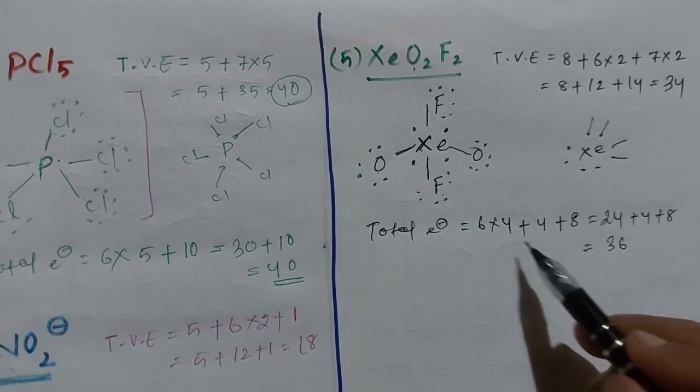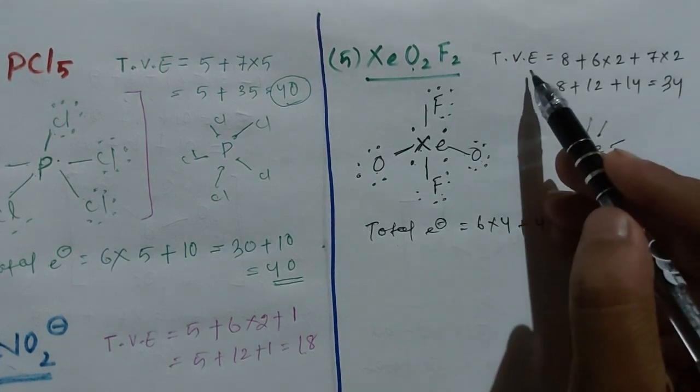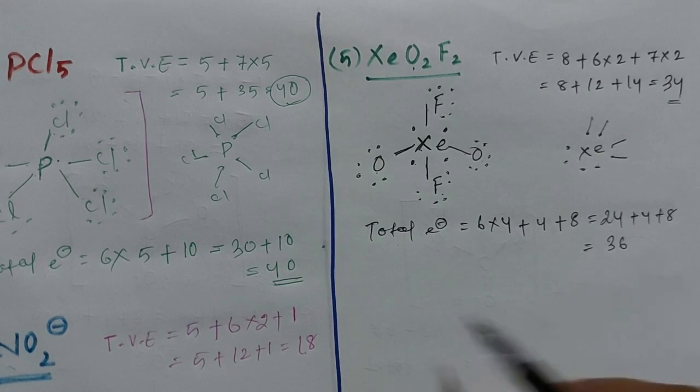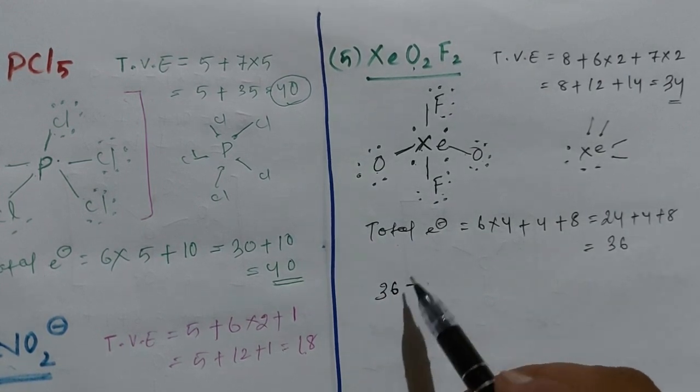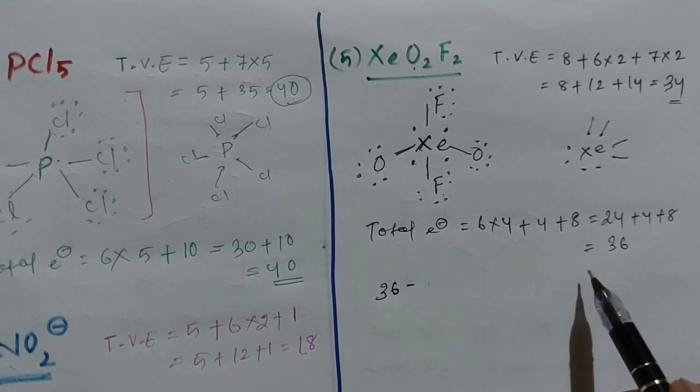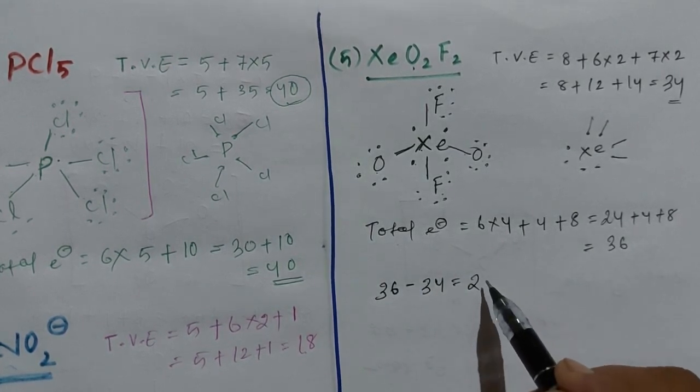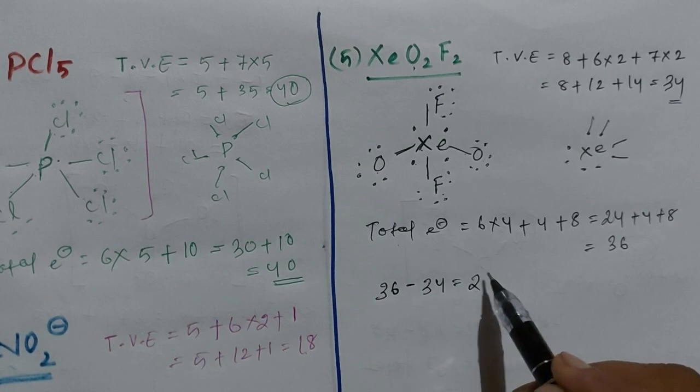Now we will compare this total electron count with the total valence electron count. So the total valence electron count is 34, but the total electron count is 36. So we will subtract, that is 36 minus 34, and we get 2. So whatever value we get, we will add that many bonds.